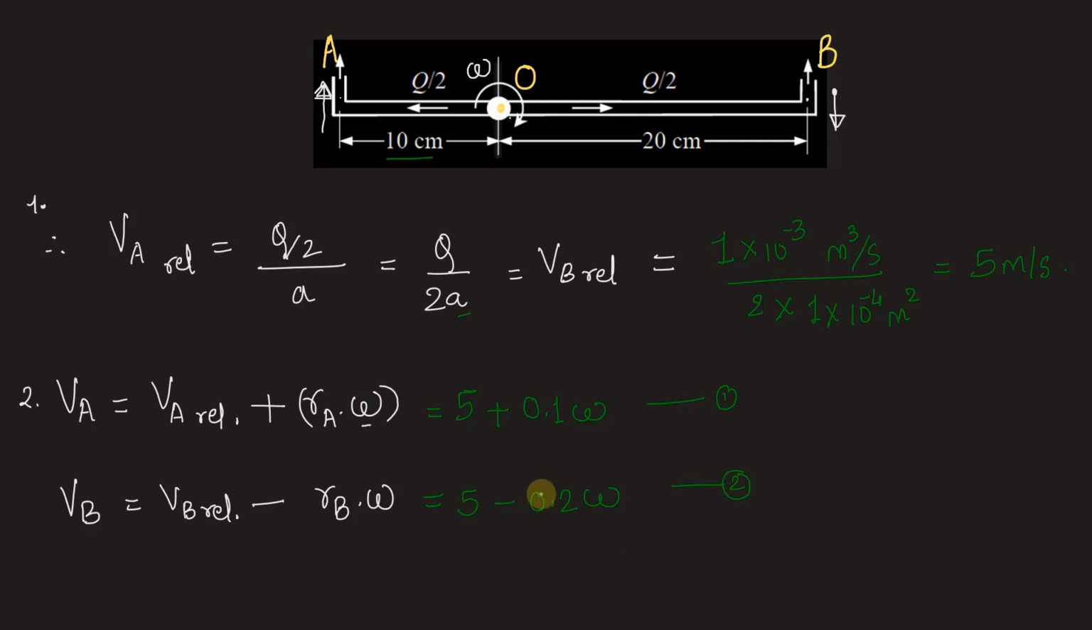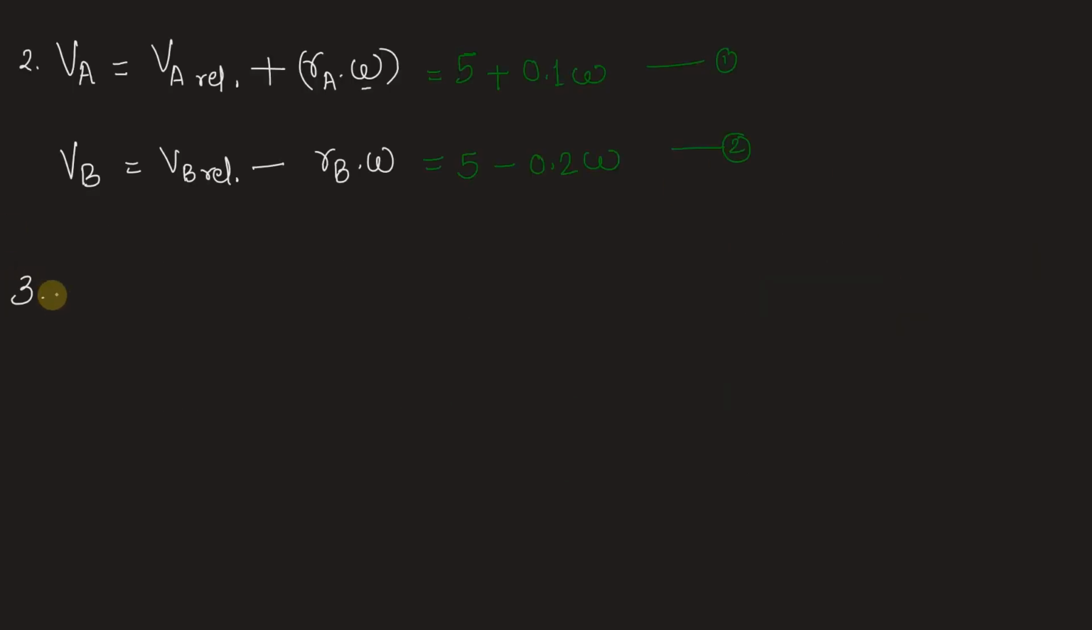Now we need one more equation in order to find omega because we do not have any equation to connect these two velocities right now. To connect these two velocities, we will find an equation by equating the summation of torque at point O to 0. Because point O is a hinged point, summation of torque will be 0 about point O. Therefore, summation torque about O is equal to 0. In general, torque is nothing but force into distance.